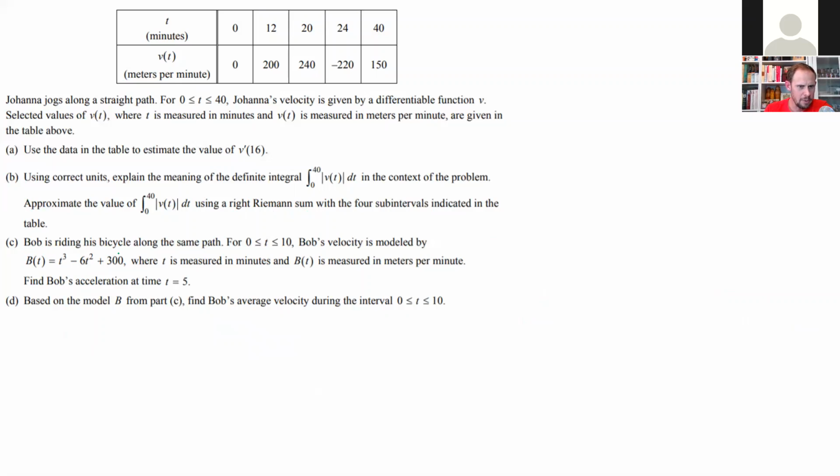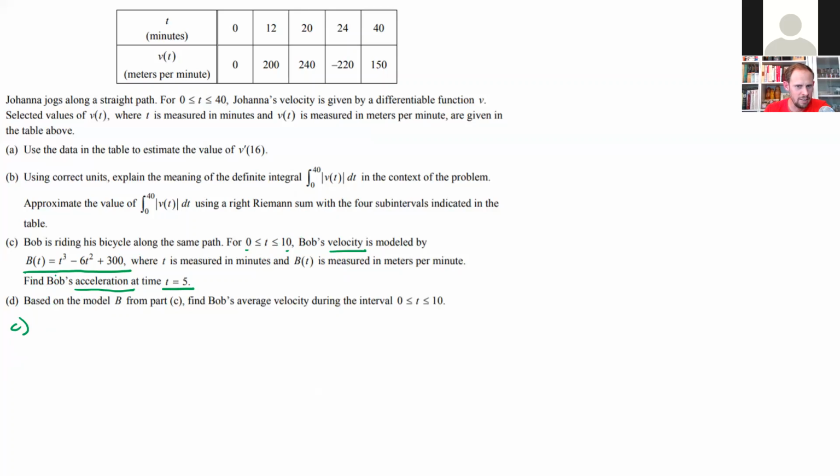So part C, Bob is riding his bicycle along the same path. Good for Bob. From 0 to 10. Bob's only going for 10 minutes. Joanna's going for 40 minutes. This just doesn't seem fair. Bob's velocity is modeled by the, well, B of t for Bob, I guess. Where t is measured in minutes, B of t is measured in meters per minute. Okay, so same sort of units and that sort of stuff. Find Bob's acceleration at time t equals 5. Imagine being Bob. We didn't have any Bobs on the cross-country team.